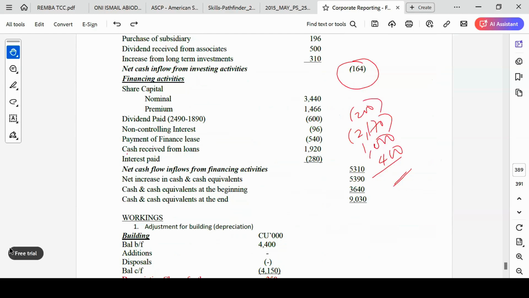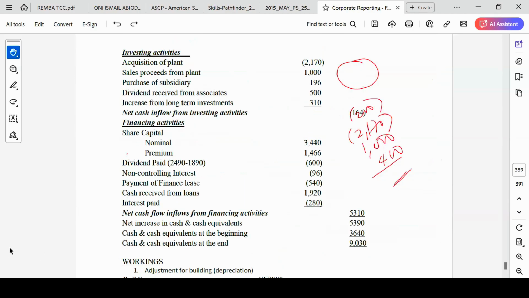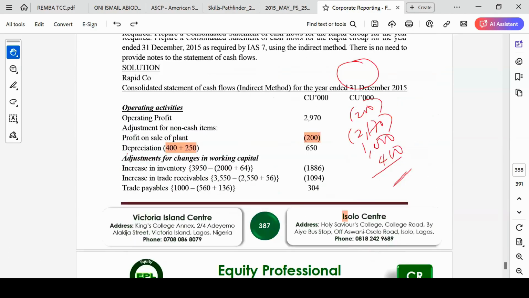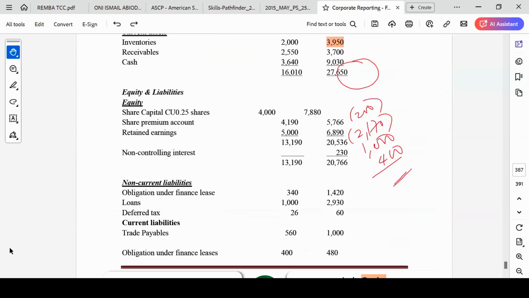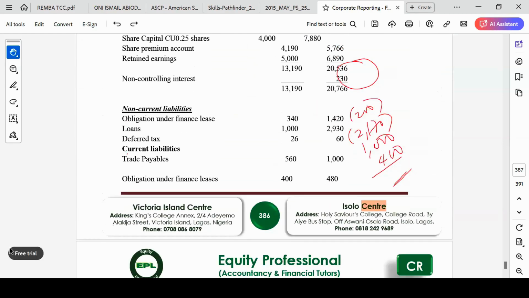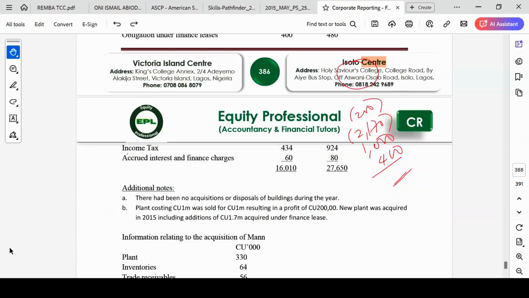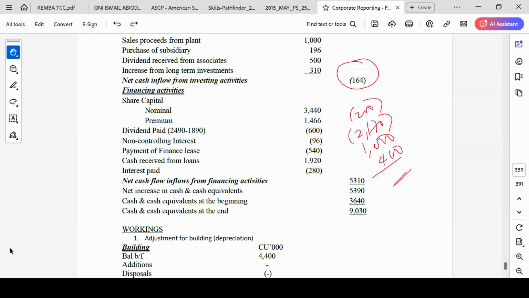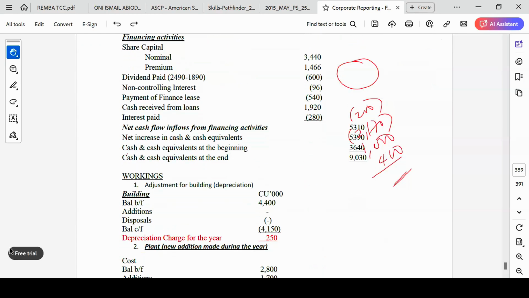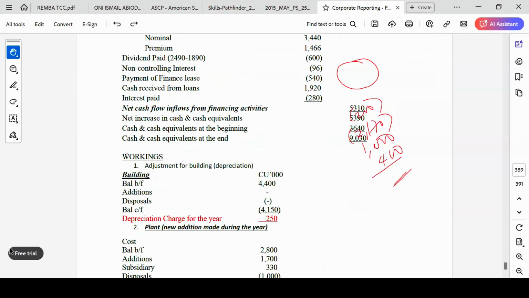NCI is from our workings, payment of finance leases from our workings, cash received from loans. I said when you are dealing with financing activity, you look at the equities and then you move on to the liabilities. Now under liabilities, we have loans there. I said you will take care of that increase in the loans. And then interest paid. And that's how they did the solution. So going back to it should not be so hard.